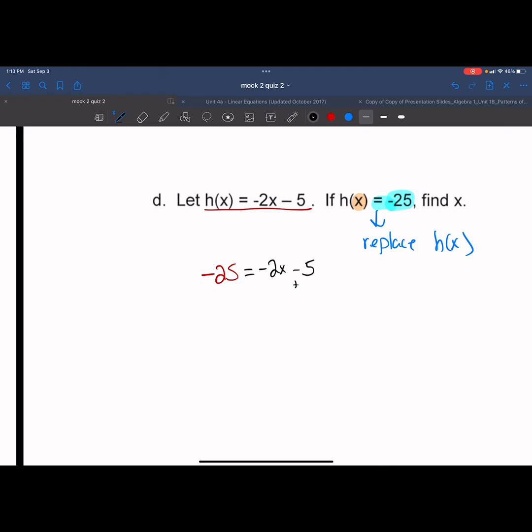So we're adding 5 to both sides. What that gives us is negative 25 plus 5 is negative 20 equals negative 2x. Then we're going to divide by negative 2. And we have x is equal to negative 20 divided by negative 2, which is positive 10. So we know that h of, watch this, 10, so h of 10 equals negative 25, because we found what x was.